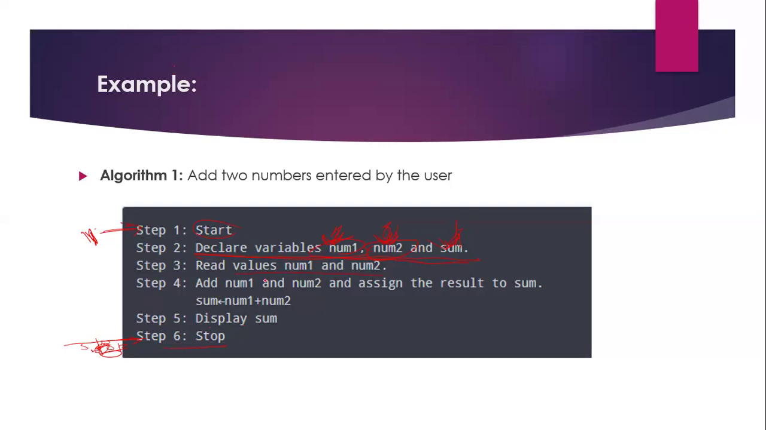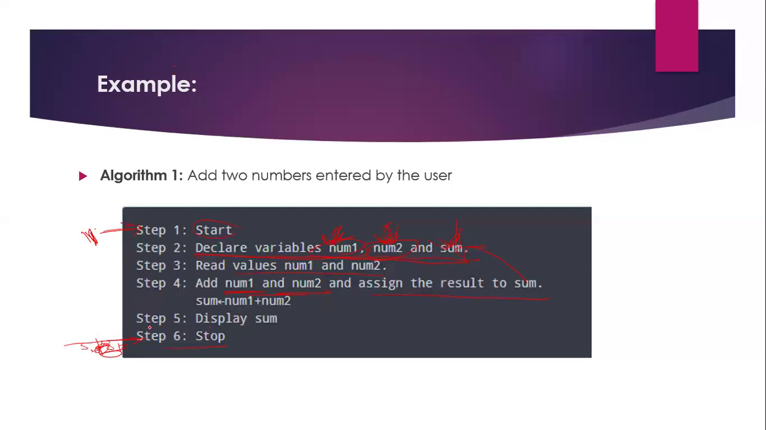After this, what do we have to do? Now we have read the values of number 1 and number 2. So now we have to add number 1 and number 2 and assign the result to the summation. This is the pre-declared variable. We have already declared this summation. So after adding number 1 and number 2, we assign the result to the summation.